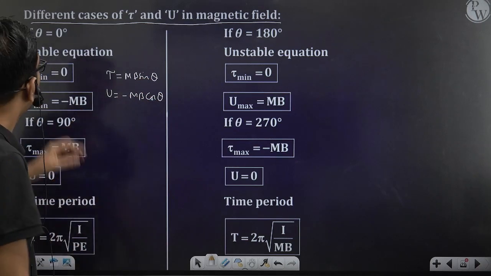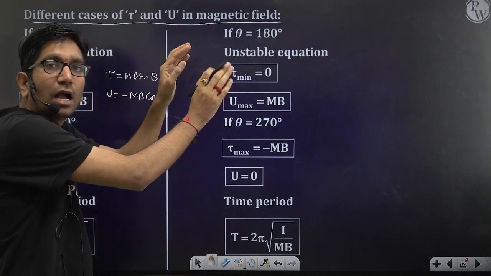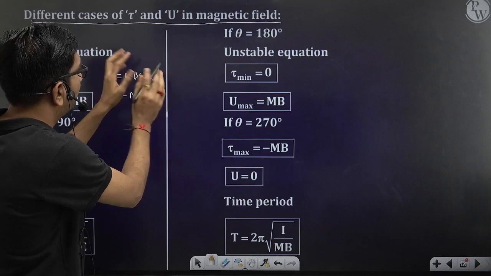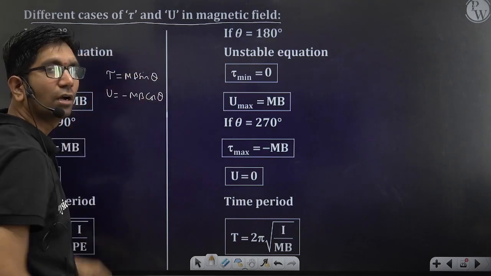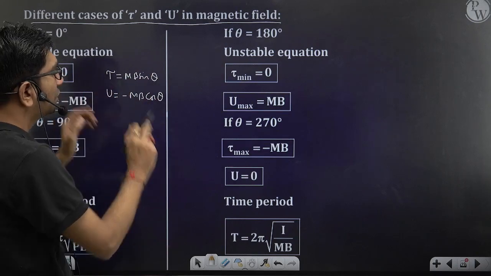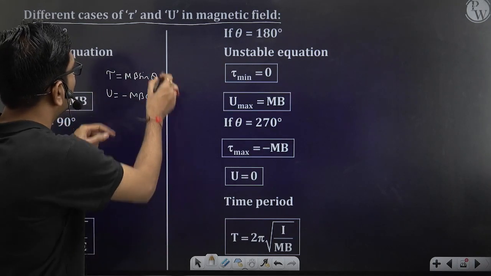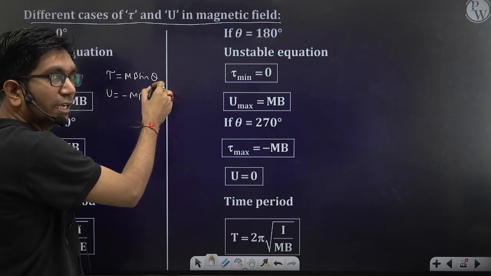Now substitute the theta value 0 once, write down the cases, and substitute the theta value 90 degrees, write down the cases, and next is the 270 degrees, write down the cases, and next substitute the 0, 90, 180, 270. First 0, next 180.